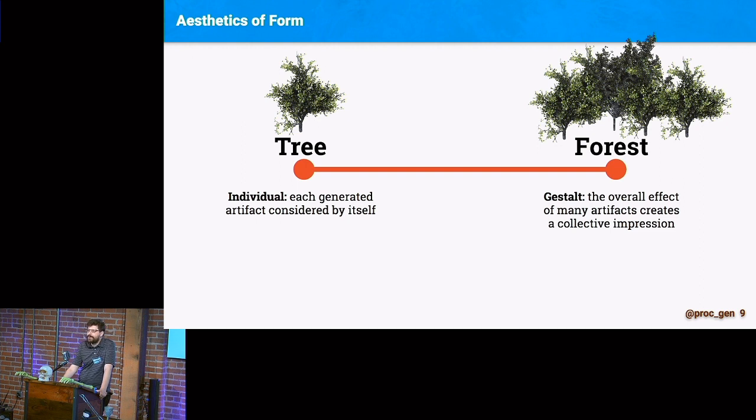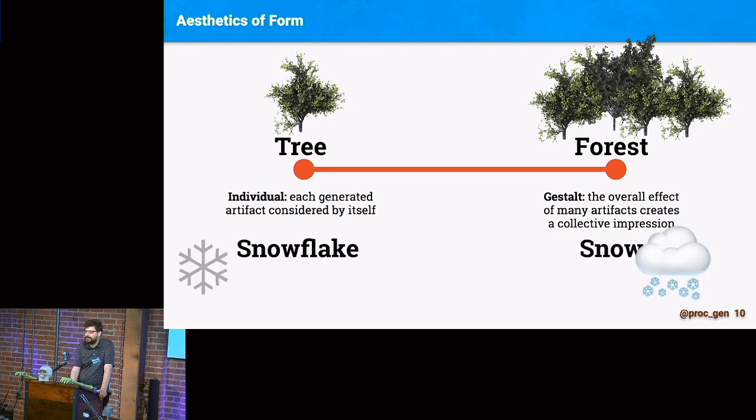Specifically, are we concentrating on the individual artifacts that a generator creates, or are we looking at the Gestalt effect of the entire forest? Another metaphor that I've been using is, are we looking at the unique individual snowflake that this particular run of the generator produced, or are we looking at the entire blizzard of all the possible snowflakes?